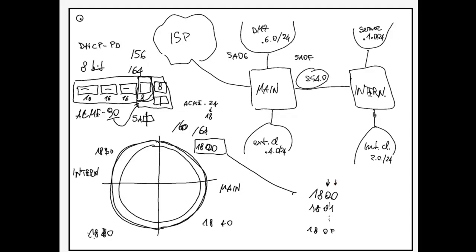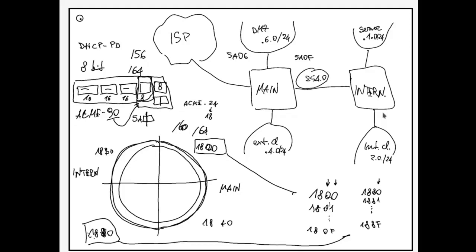Similarly, in our internal networks, we will focus on 1880. This will be the /60, and if we enumerate all the /64 networks, we will have again something like this. So the number that we will play with for the network will be this one.